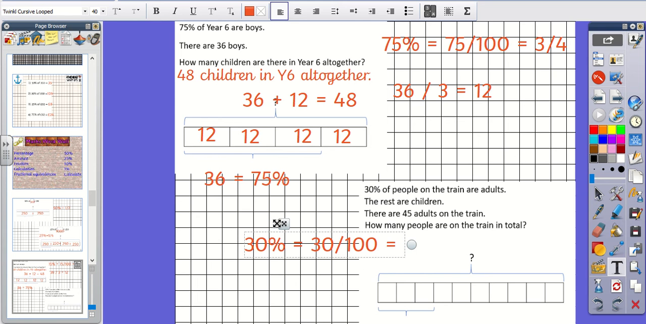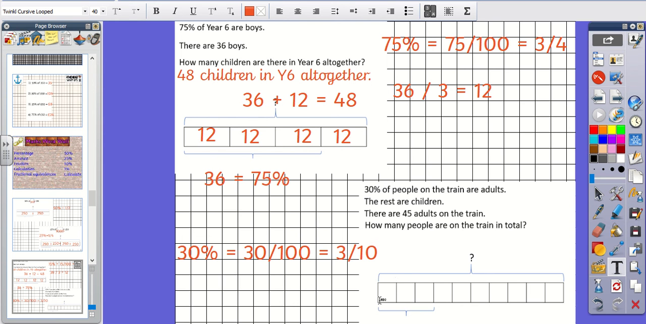Which equals 3/10. Okay, so always get your simplified fraction. The rest are children. There are 45 adults on the train. How many people are on the train in total? So because we know that there are 3/10, we've split our bar model into tenths. 3 of those tenths are adults.